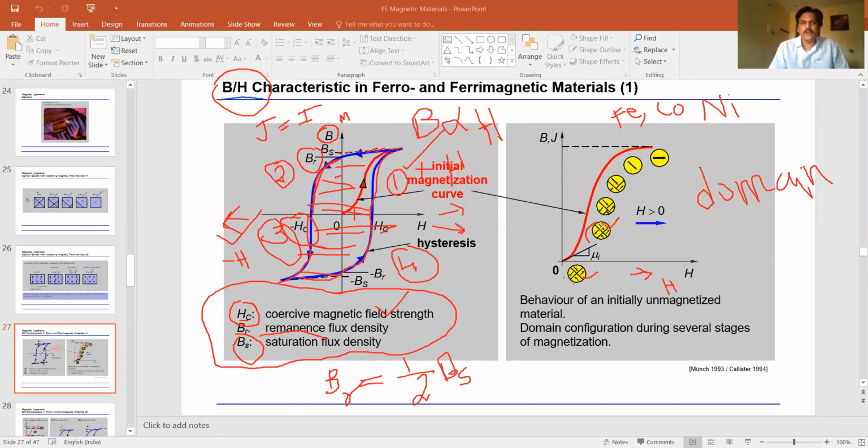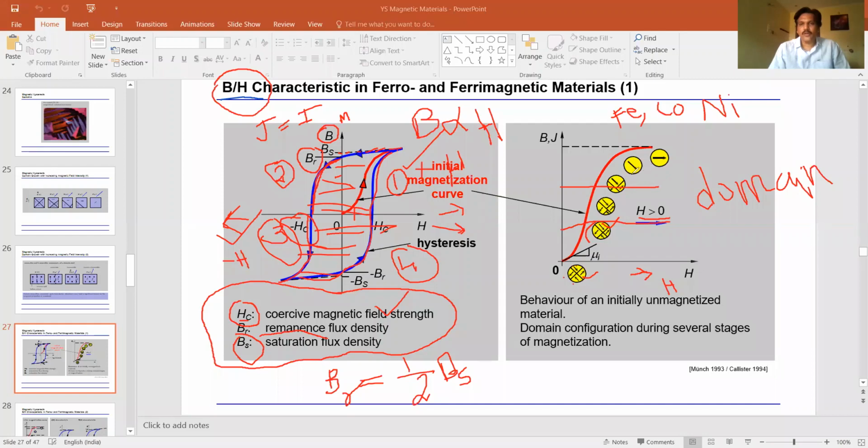What does it indicate? The movement of domain walls takes place. If you see here, H is greater than 0, and it is increasing. So the volume of the domains whose dipoles are in the field direction is increasing. Like that, and all the domains up to this part we call reversible, then irreversible.